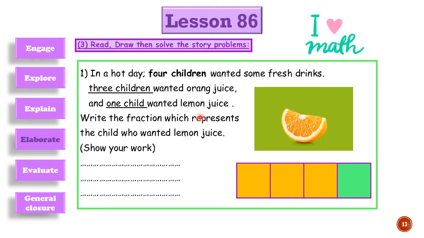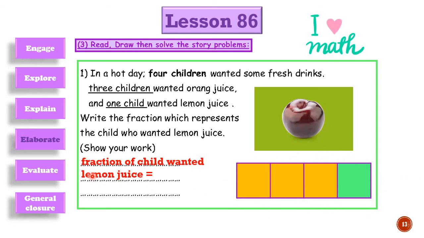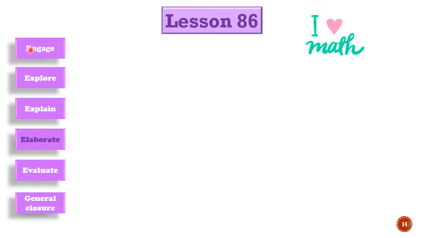Now let's continue our reading. Write the fraction which represents the child who wanted lemon juice. Which fraction represents lemon juice? 3 fourths or 1 fourth? Yes. Then what? Let's go and write it down. The fraction of children who wanted lemon juice will be, yes, excellent work, 1 fourth. 4 in the denominator represents the whole number of children, and 1 represents the number of children who wanted lemon juice. Good job. Another exercise.